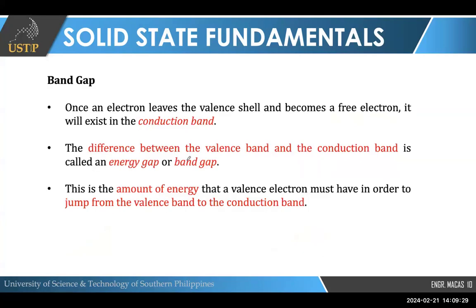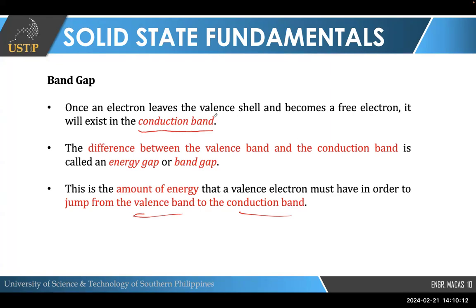Okay, let's go to what we call the band gap. Once your electron leaves the valence shell and becomes a free electron, it will exist now in the conduction band. Take note that when we are discussing the conduction band and valence band, we're not really talking about a physical thing. It's an abstract concept, used only to help us visualize where the electrons should be.